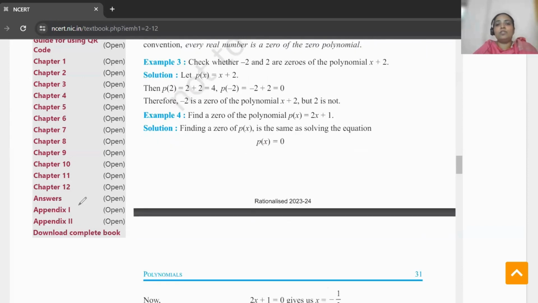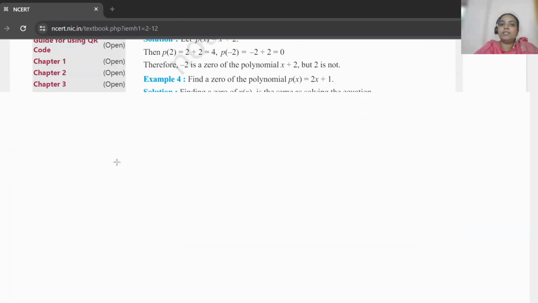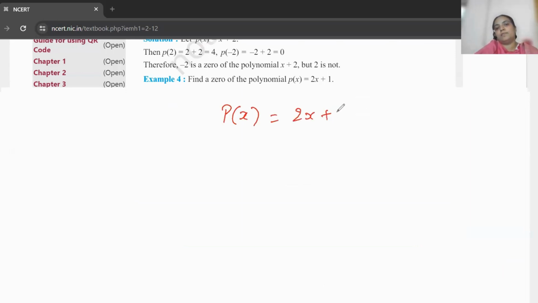Find the 0 of this polynomial. How to find the 0 of a polynomial? Setting it equal to 0, equating it with 0. So p of x is equal to 2x plus 1. Now what I'll do here, I'll write this. Look, I am not putting the 0 in x, I am putting p of x, the complete thing, equal to 0. I am not putting 0 in place of x, beta. Understood the difference or not?